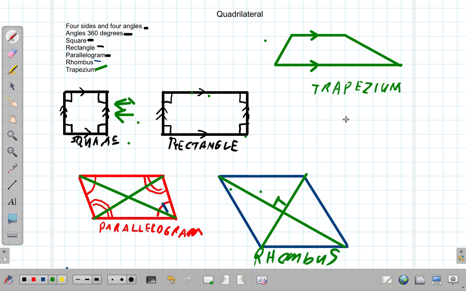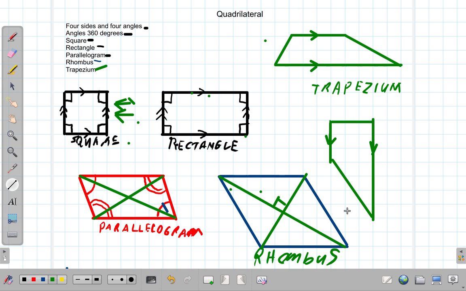I could draw another trapezium like this. Let me draw it properly. This is my other trapezium, alright? So that this side and this side, the left and right are parallel, but the top and bottom are not parallel. This is another trapezium.